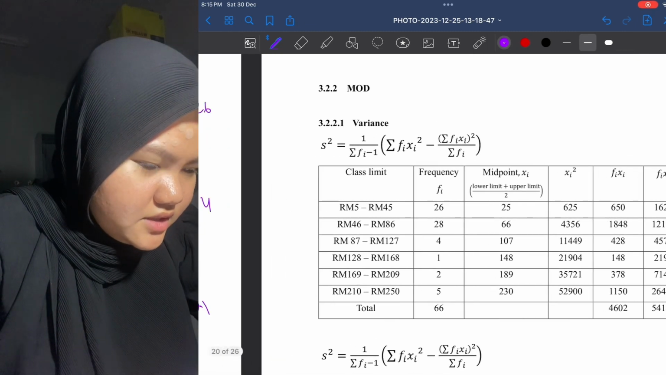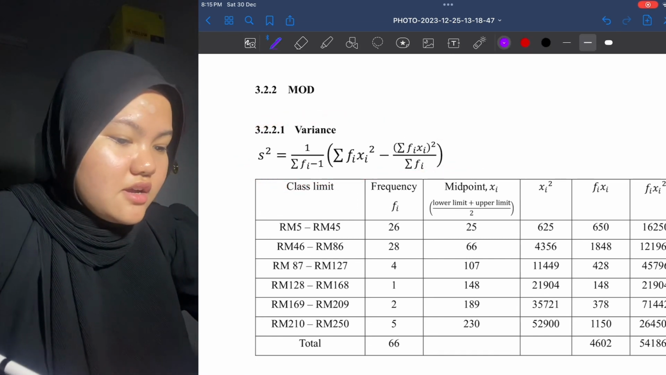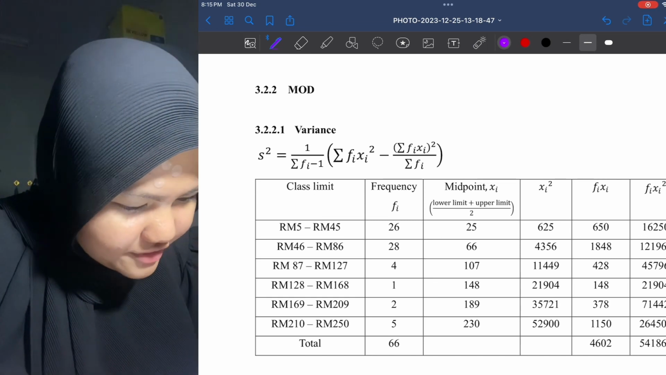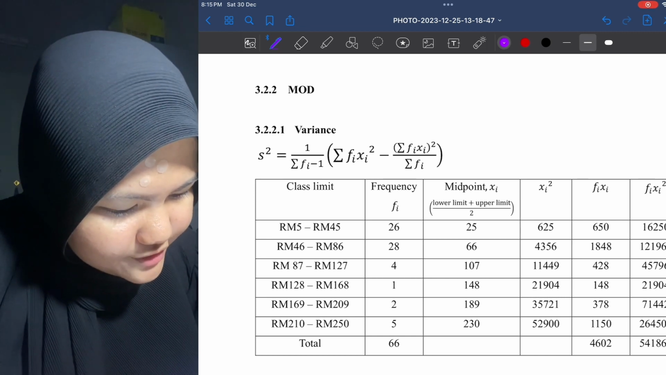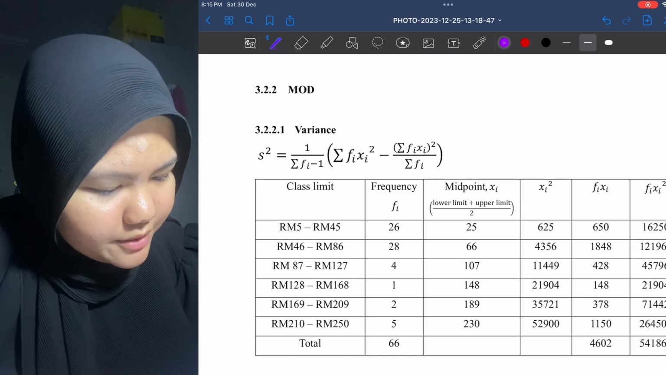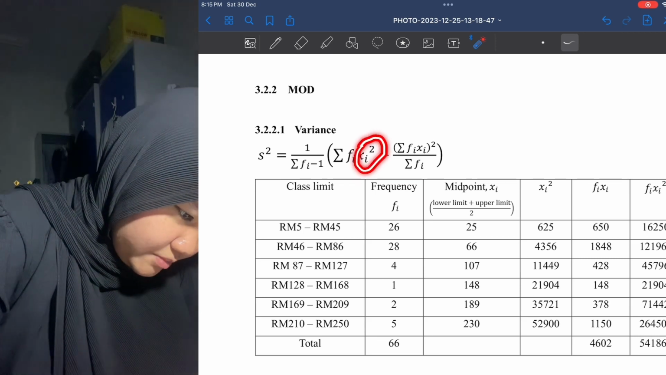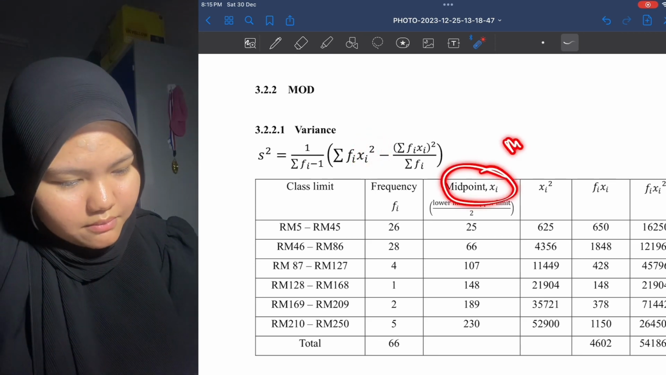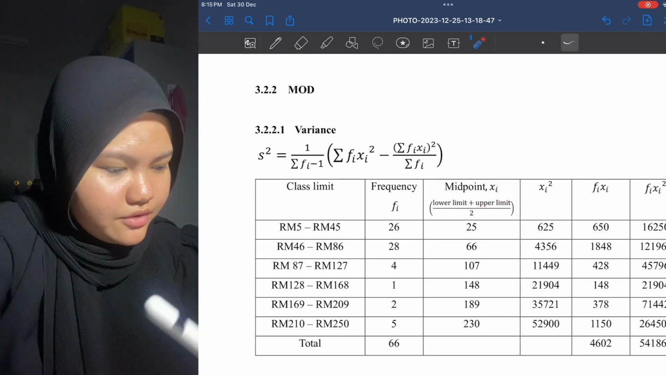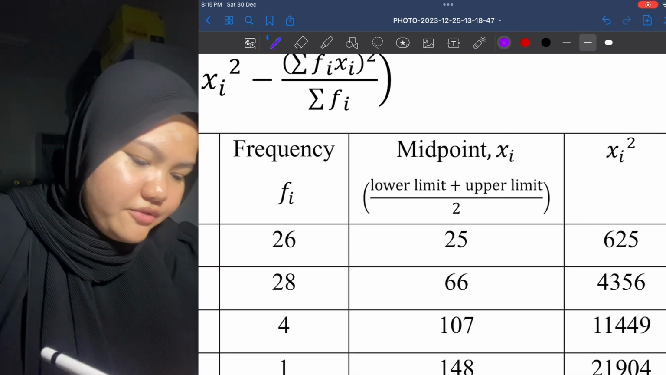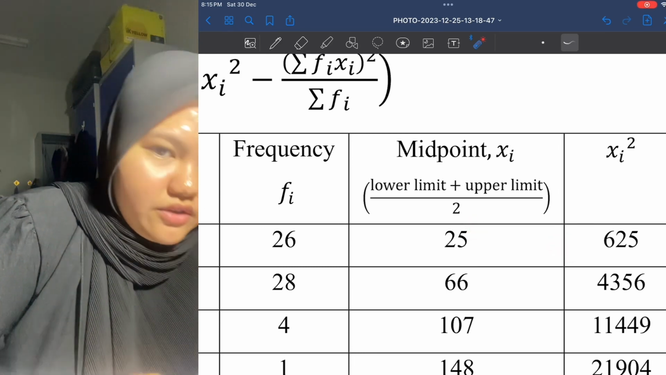To find the variance, this is the formula that we are going to use. I know it's a bit complicated. Okay, let's start with finding the total of frequency multiplied by midpoint to the power of 2. Here, xi to the power of 2 is basically the midpoint to the power of 2. Let's say for 25 to the power of 2, you will get 625.